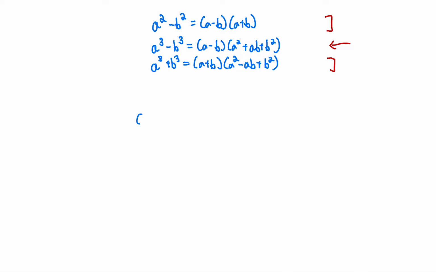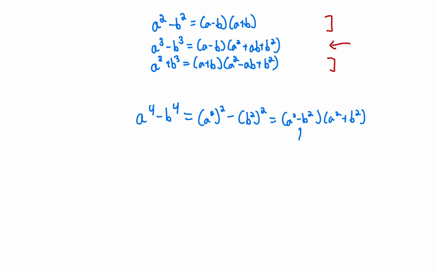So how do we factor a to the 4 minus b to the 4 using these? First off, we notice that this equals a squared squared minus b squared squared. So then we can apply difference of squares. That means this equals a squared minus b squared times a squared plus b squared. But then we can factor this again by difference of squares, and that equals this. So then this is the factorization.